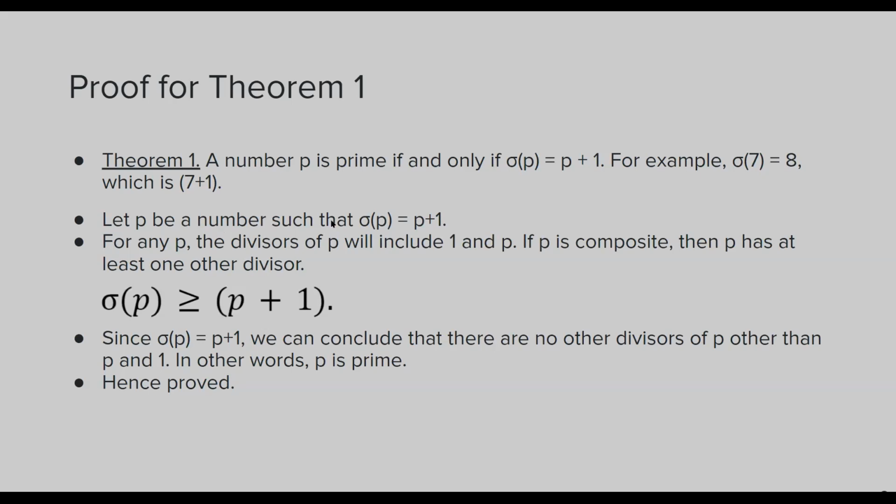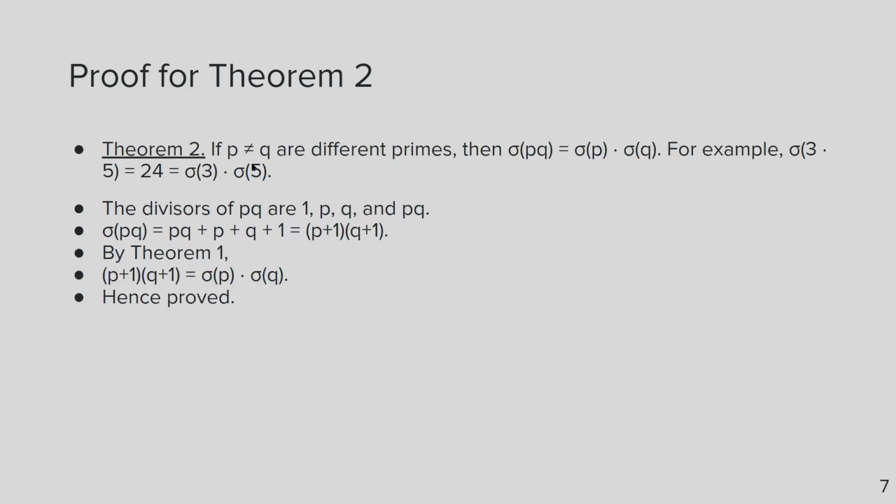Let P be a number such that sigma of P is equal to P plus 1. For any P, the divisors of P will include 1 and P. If P is composite, then P has at least one other divisor. So sigma of P is greater than or equal to P plus 1. Since sigma of P is equal to P plus 1, we can conclude that there are no other divisors of P other than P and 1. In other words, P is prime. Hence proved.